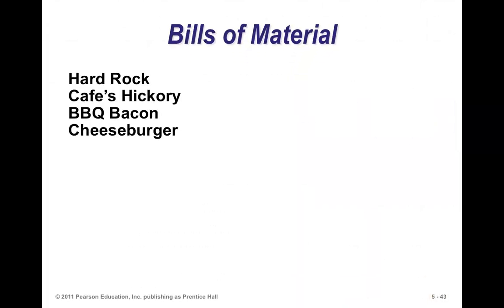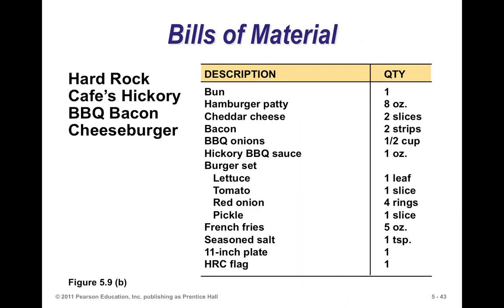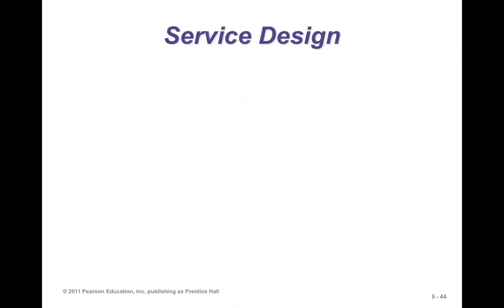And bill of materials is just an example for a barbecue bacon cheeseburger. So here are the things that go into a barbecue bacon cheeseburger. As you can see, that would be an example of a bill of materials.